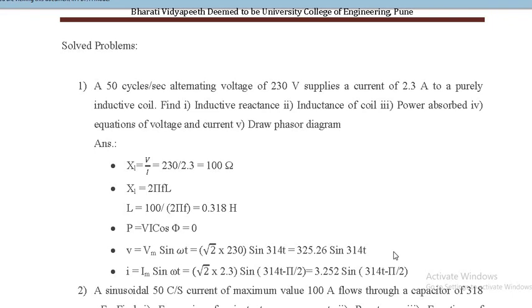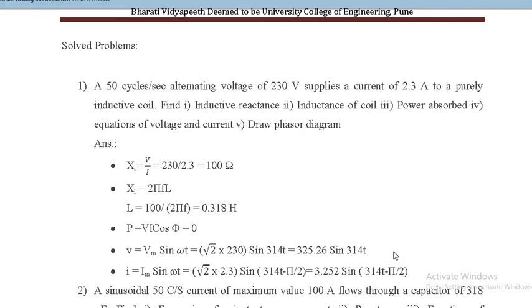In this case the resistance offered to the current will be only inductive reactance. What is this inductive reactance? Here it is V upon I, so that will be 230 upon 2.3, that is 100 ohm. Now you have to find out the value of inductance also. To find inductance, put XL is equal to 2 pi FL, and L's value will then be 0.318 Henry.